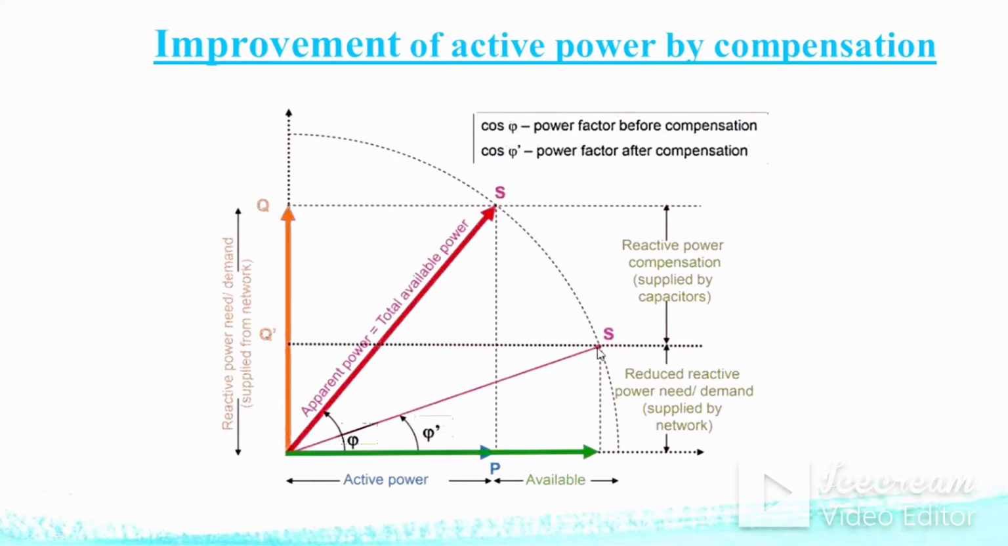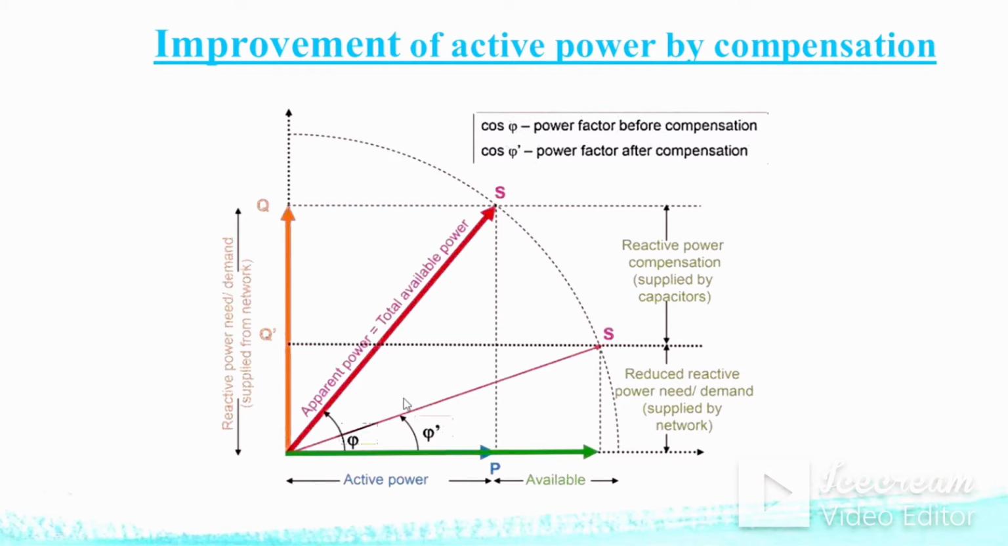So now what happens when we take the displacement of this reactive power Q dash and the active power P? We get this apparent power S. Taking the angle between this apparent power and the active power, that is phi dash. This phi dash is lesser in degrees compared to the initial power factor angle. So now after compensation, your power factor angle has reduced.